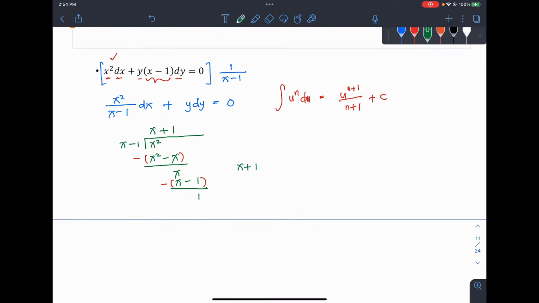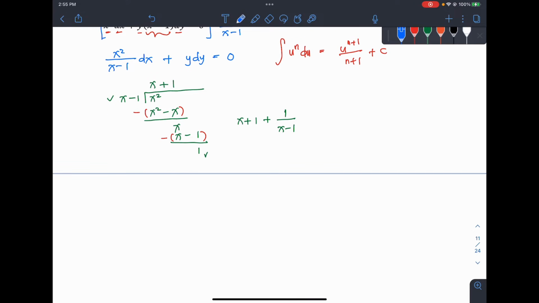Then we have a remainder. Okay, so the remainder is 1. So plus 1 over x minus 1. Okay, so x squared over x minus 1, that is the same as x plus 1 plus 1 all over x minus 1. And thus, we rewrite the x squared over x minus 1, that is the same as x plus 1 plus 1 over x minus 1, then multiplied with dx.